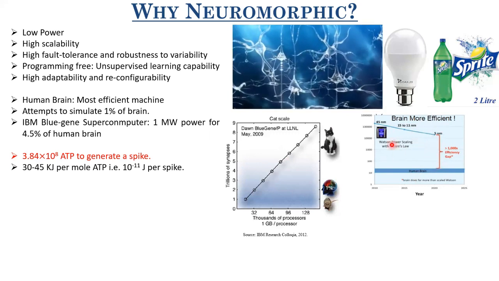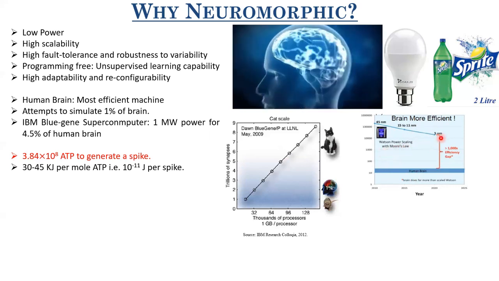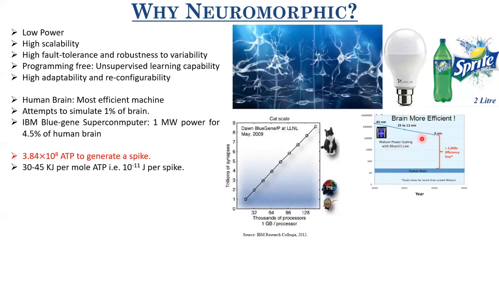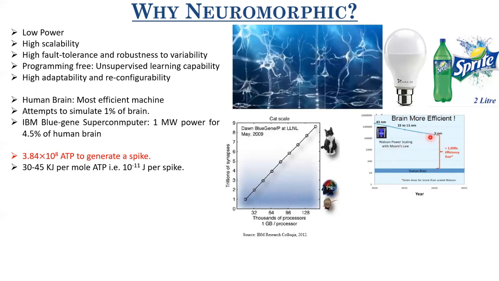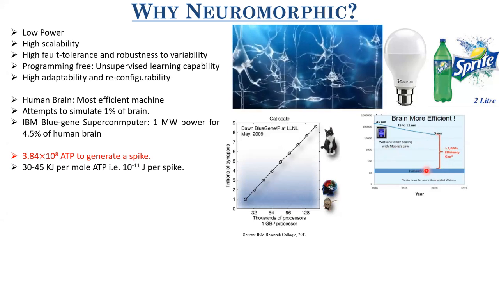So even IBM Watson, which is the most powerful supercomputer, when it is scaled to even 5 nanometer, is performing 1000x poorer in terms of energy efficiency as compared to a human brain.